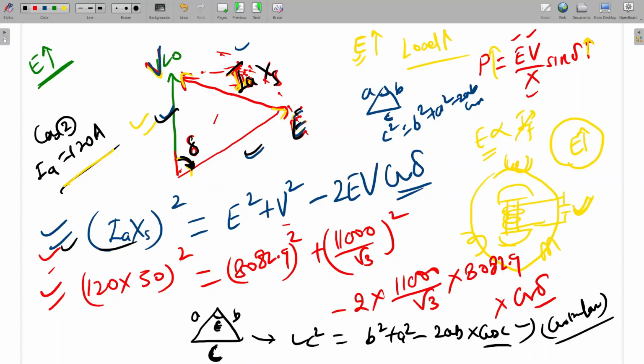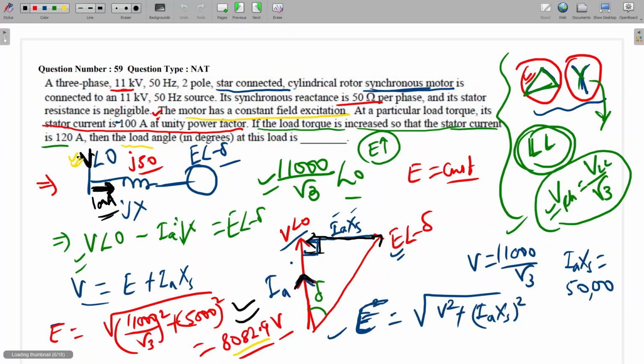While finding E, for finding E which formula did you use? See, for finding E I used the first case. In the first case, what have they given? The equation. Yes, sir. In the first case they have given it.